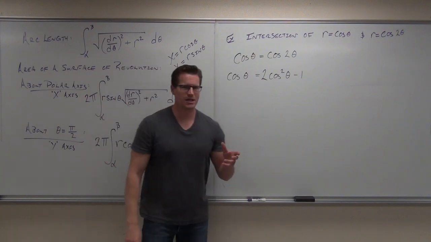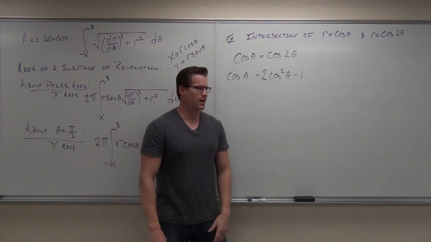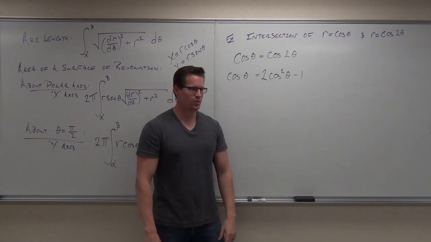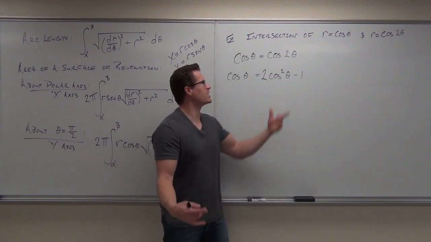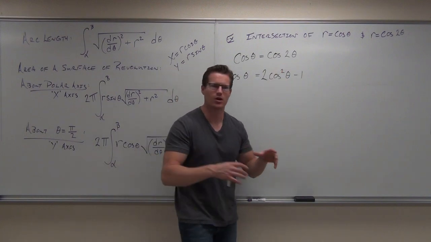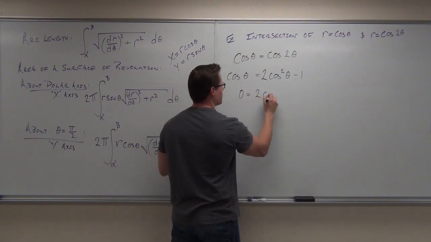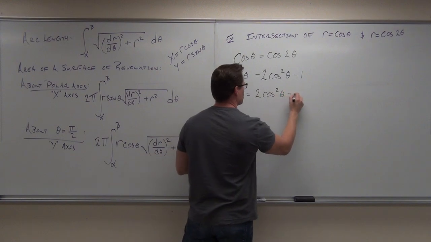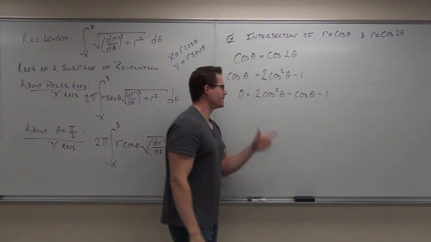Now, if you don't see it, I don't blame you, but do you see? This is kind of cool. This is actually a quadratic equation. Do you see it? We get something squared, and we get the same something not being squared. It's why we wanted to stay away from sines and stuff. We want to make them all cosines, because right now, if I solve this for 0 on one side, I can get that.